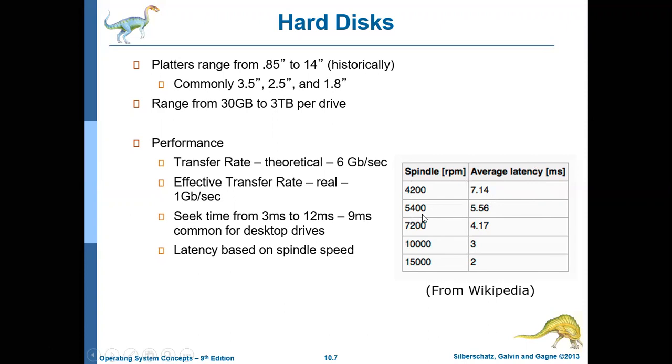For a 5400 spindle, the average latency is 5.56 milliseconds. For 7200, it is 4.17 milliseconds. For 10,000, it is 3 milliseconds. And for 15,000, it is 2 milliseconds.